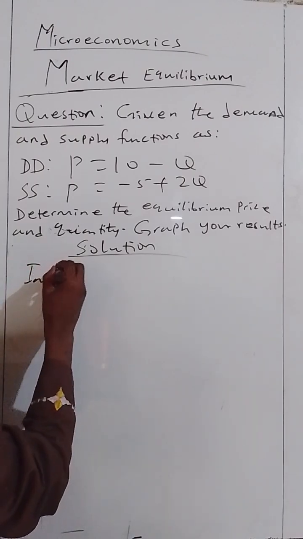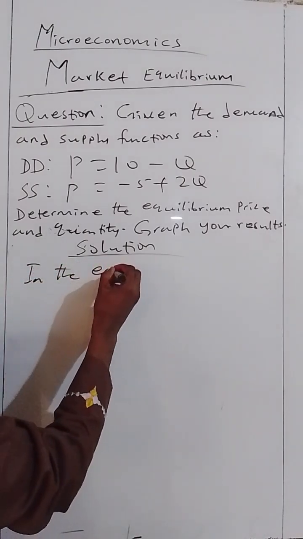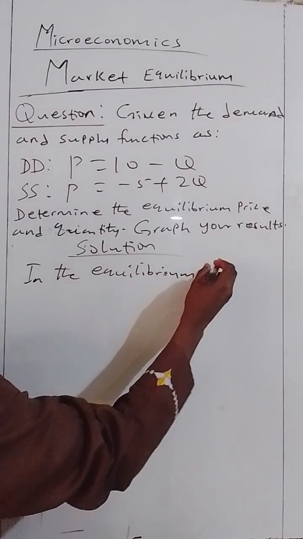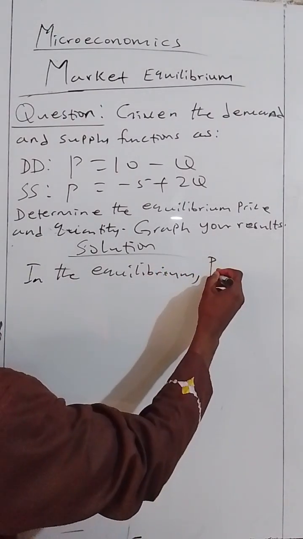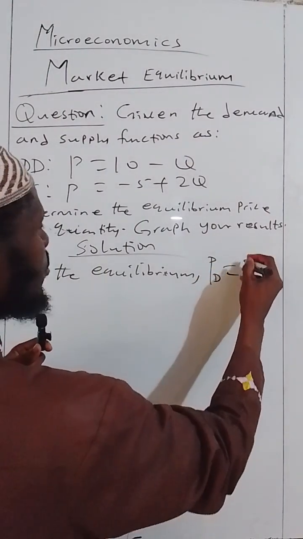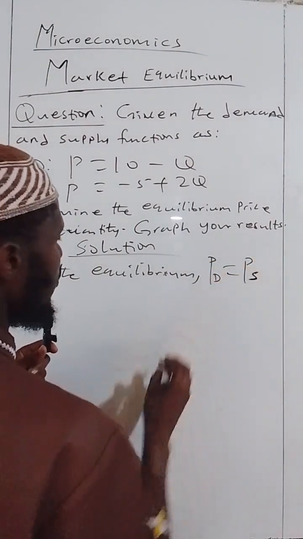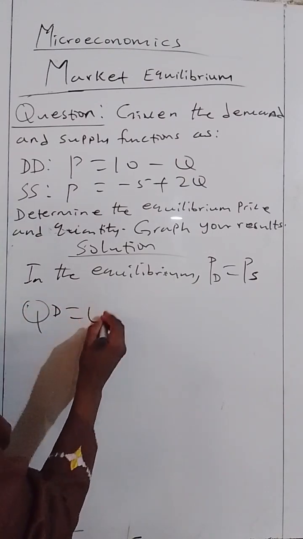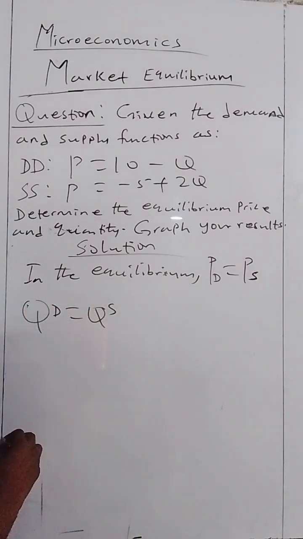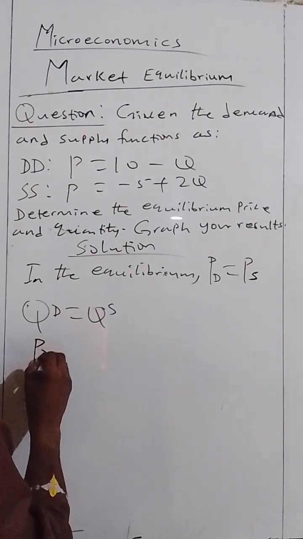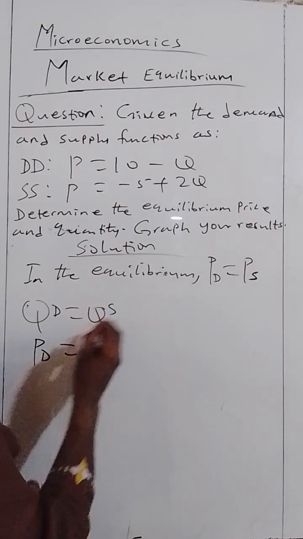In the equilibrium, what happens is that PD, that is the price of demand, is equal to the price of supply. As we know, in the equilibrium, QD is equal to QS. So we have a unique quantity, we also have a unique price, which is PD equals PS.